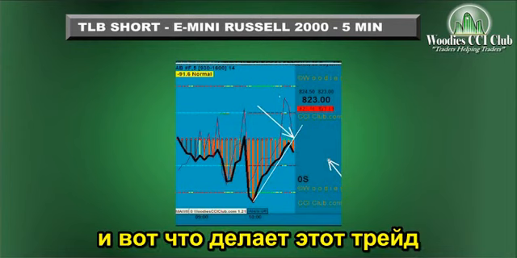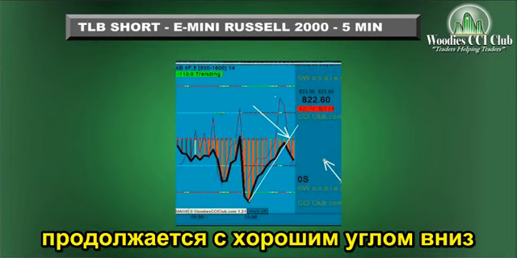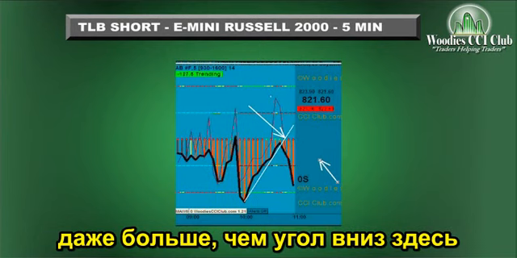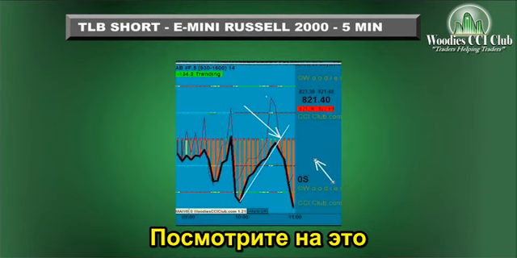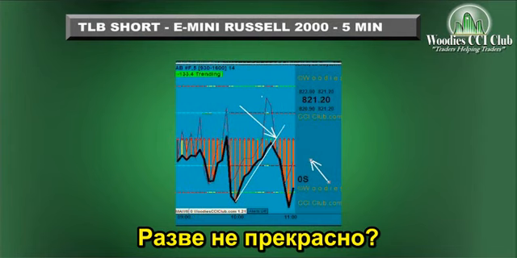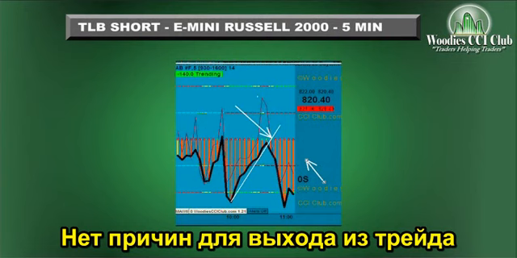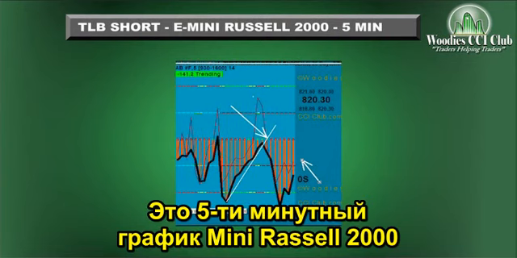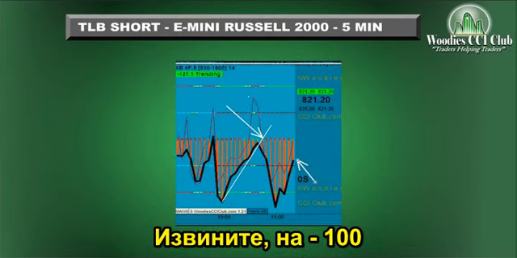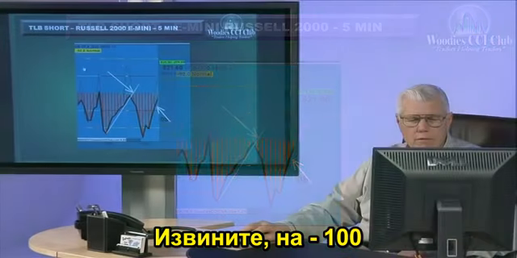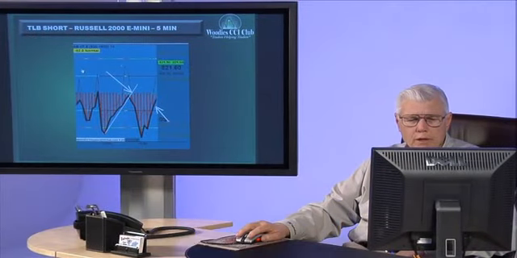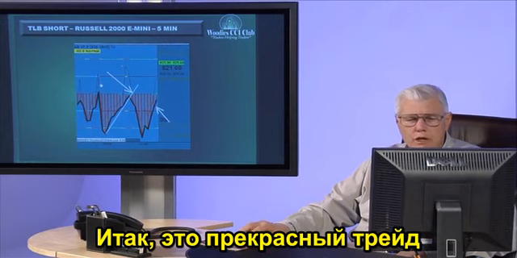And let's watch this trade go. Continue with the good angle down. Even more of an angle down right now. Look at that. Isn't that beautiful? Nice trade. No reason to get out of this trade. This is on the Russell 5-minute chart. Exit, crossing the plus 100. Excuse me, the minus 100. So that's a beautiful trade.